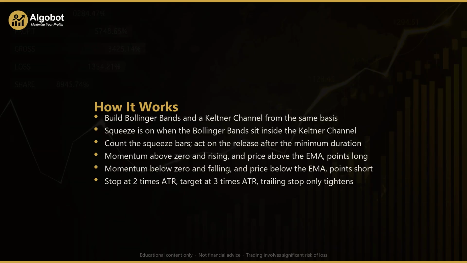Position size is set so that the distance to the stop risks a fixed fraction of account balance, 1% by default, with a fallback fixed lot and a hard maximum lot clamp. Finally, an ATR trailing stop follows the trade and only ever tightens, helping lock in open profit once a move extends. Keep in mind that no filter removes risk, and losing trades are a normal part of any strategy.